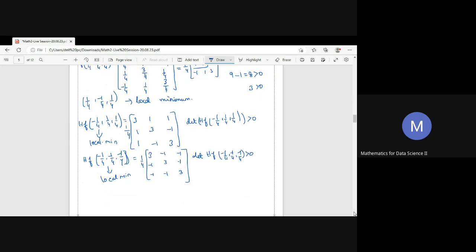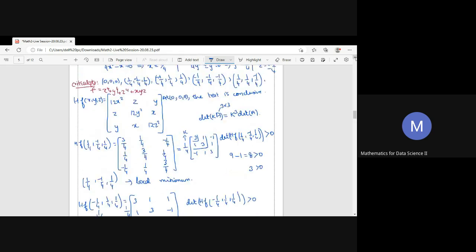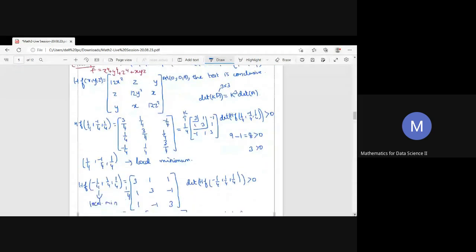Only one more point left. What is that point? Hf of (1/4, 1/4, -1/4).